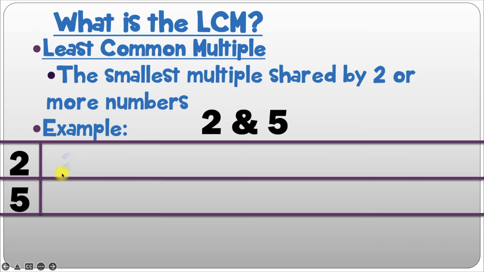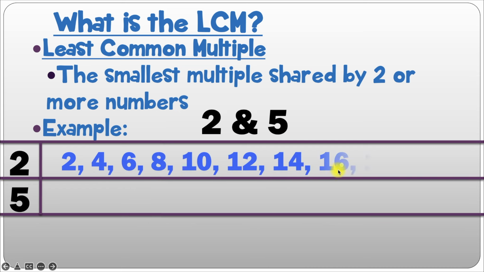So we've got 2, 4, 6, 8, 10, 12, 14, 16, 18, 20, and it goes on and on and on. These 3 dots mean that we could keep going if we need to, but it's very rare that you'll have to pass 10 multiples for each of these numbers. Now let's go to the multiples of 5. And remember, the multiples are just the times tables of a number.